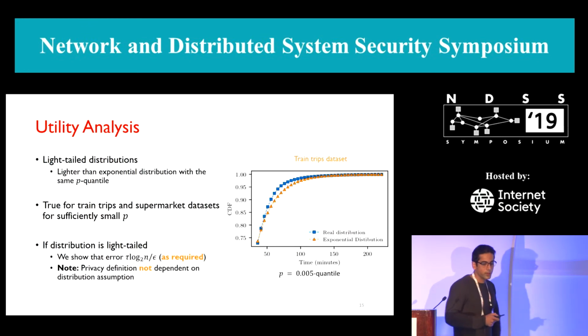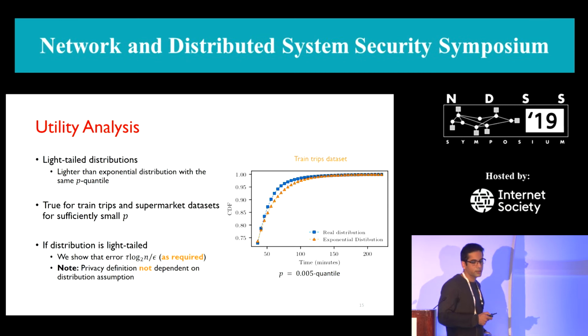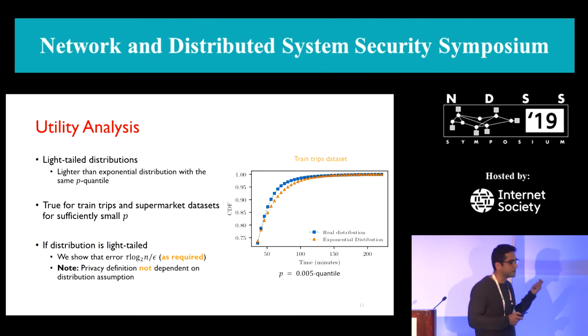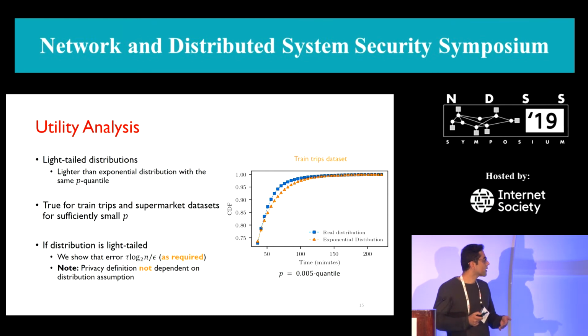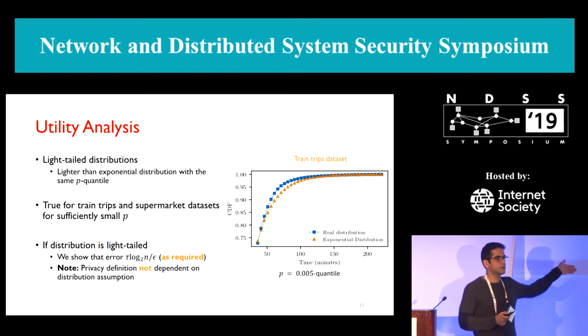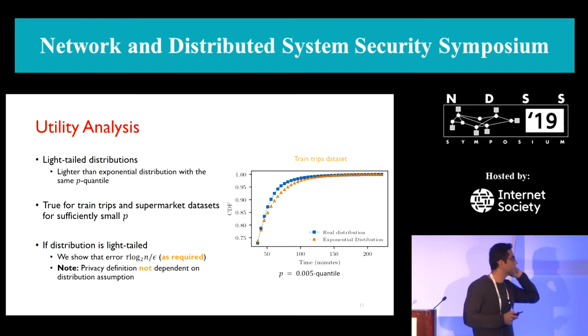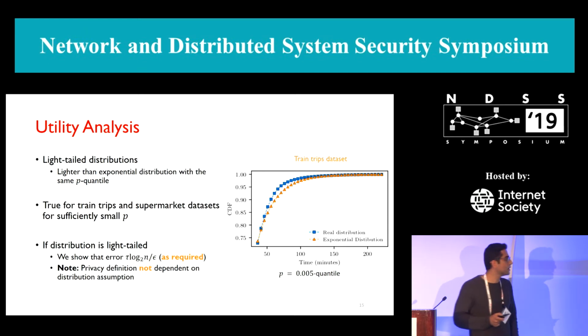So for utility, we look into a specific, so we want some nice distributions. And by nice, I mean distributions that are light-tailed. Light-tailed distributions are those that are lighter than the exponential distribution beyond the p-Quantile. We tested on the two datasets that I mentioned, the train trips and supermarket datasets, and we found that for sufficiently small p, these data distributions are indeed light-tailed.